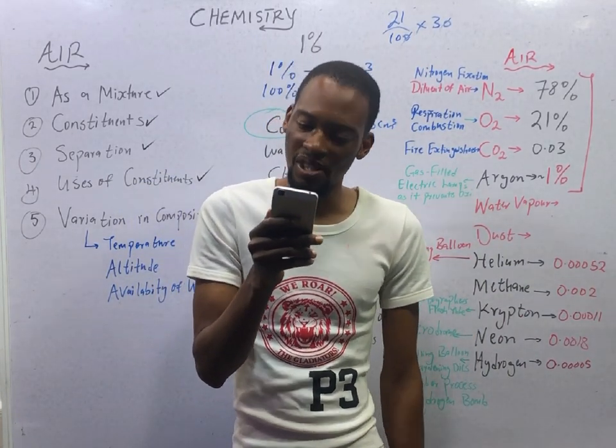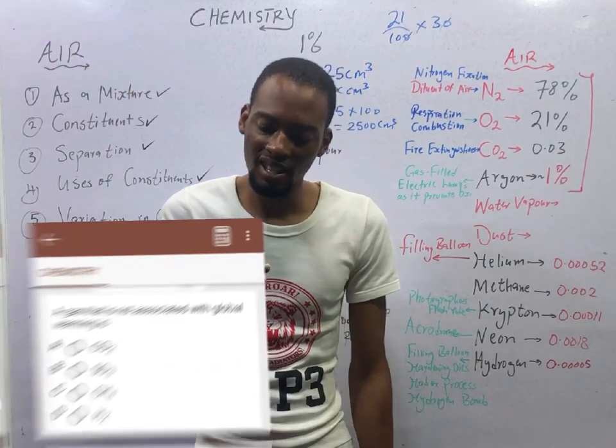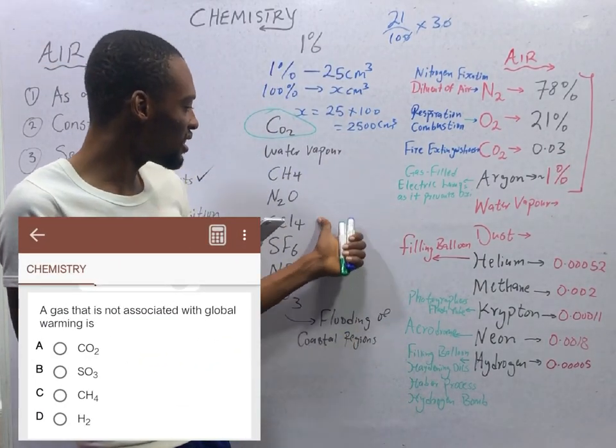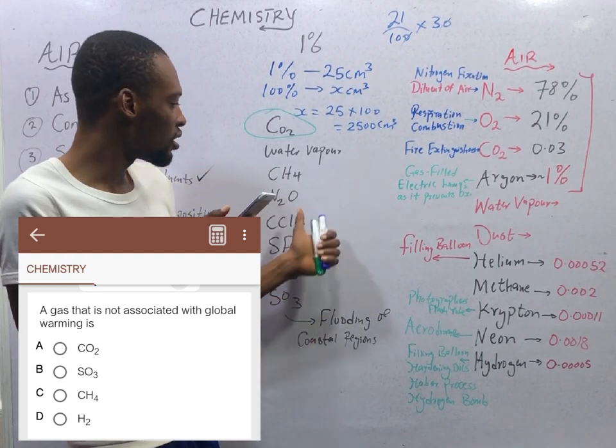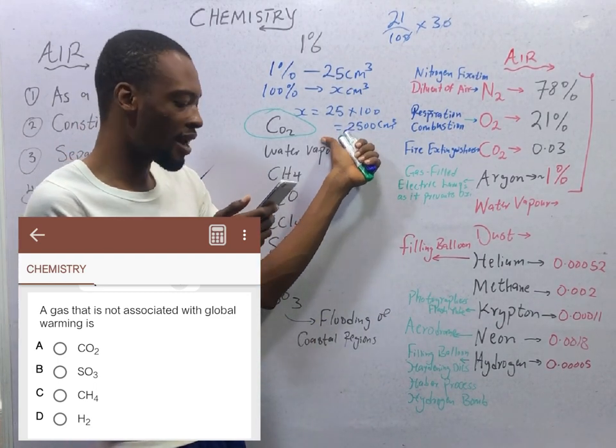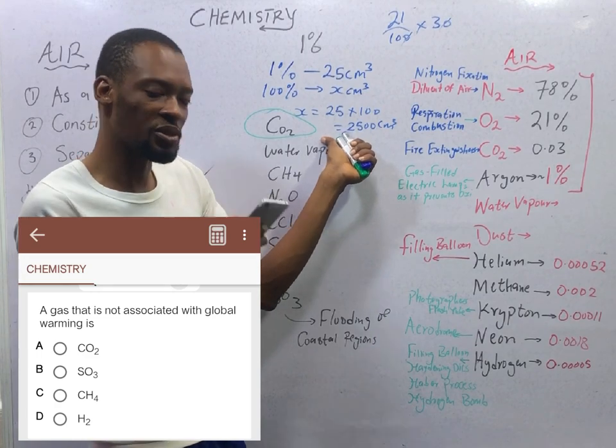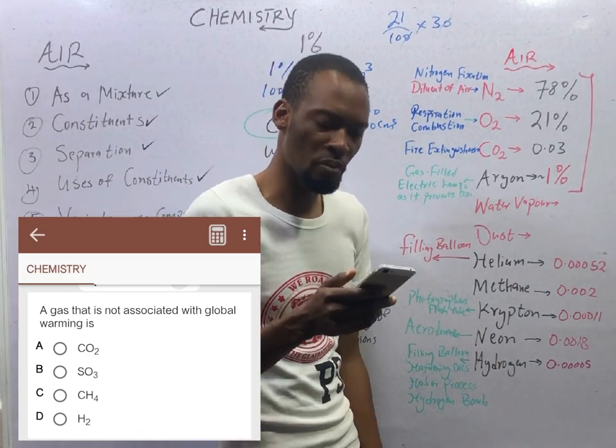And a gas that is not associated with global warming is which? A, B, and C, you can see them here. They are associated with global warming: SO3, CH4, CO2, the argon at the top. Hydrogen is not associated with global warming.